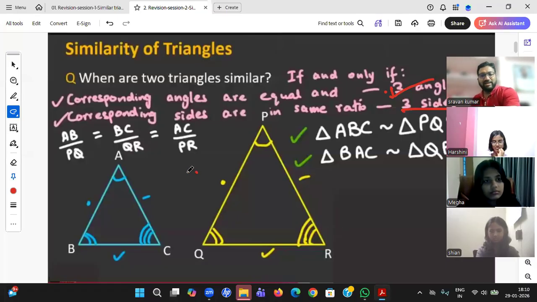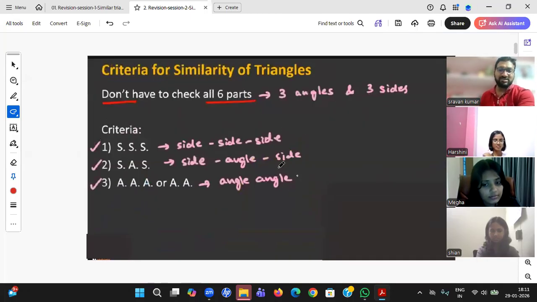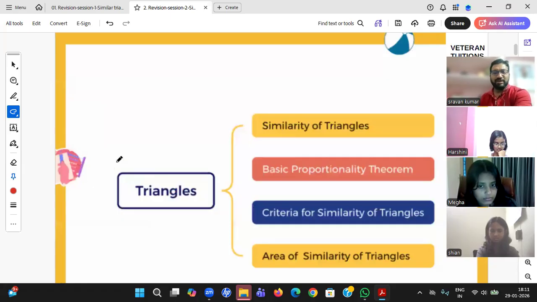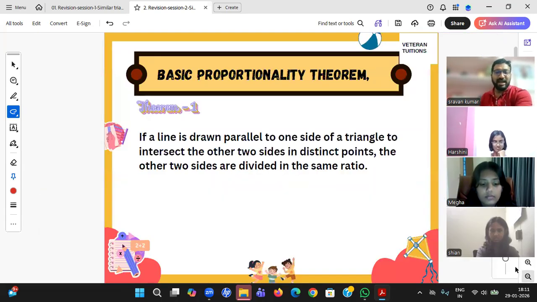Then again we felt: is it required to go with all these six parameters always? Finally we narrowed it down. There is no need to check all six, only check this particular combination, and that is more than enough to say whether it is similar or not. Then we went to the BPT, students. In the BPT, we explored what BPT is and the basics.